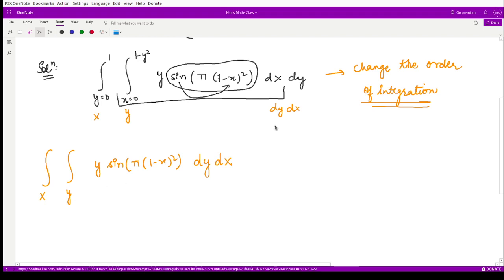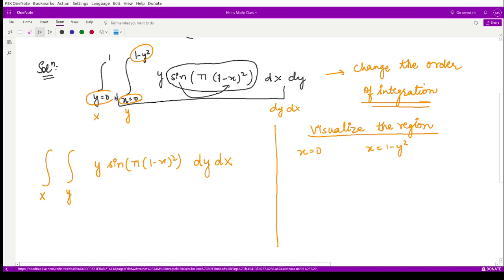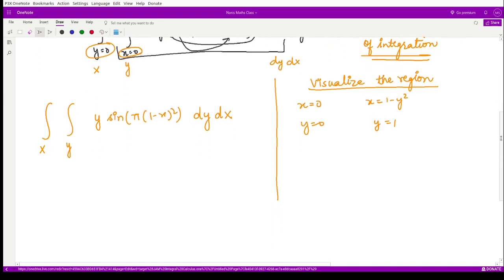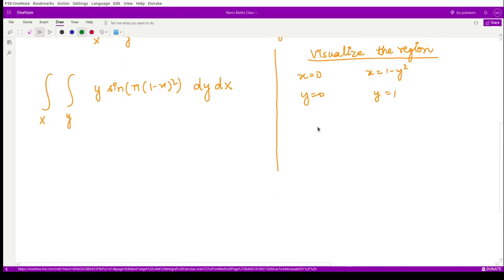For that we have to visualize the given limits or the given region. If you look at your earlier limits, it has x equal to 0, it has x equal to 1 minus y square, and it has the values y equal to 0 and y equal to 1. Using these equations, we can now draw the corresponding region.